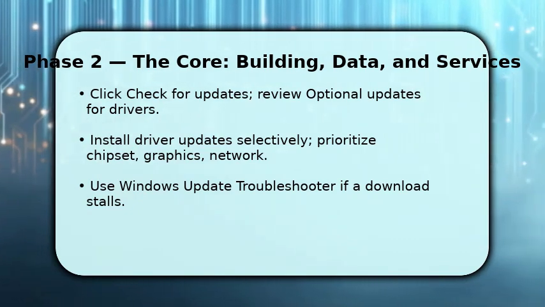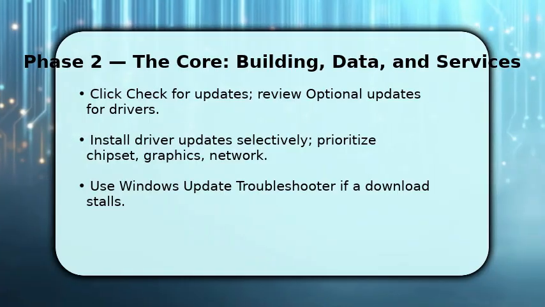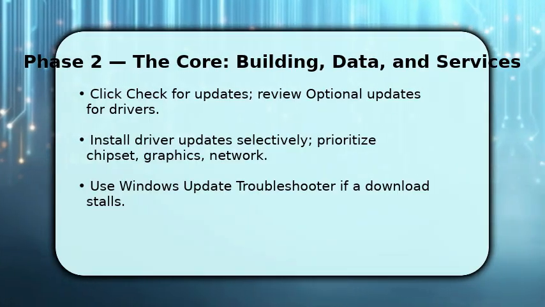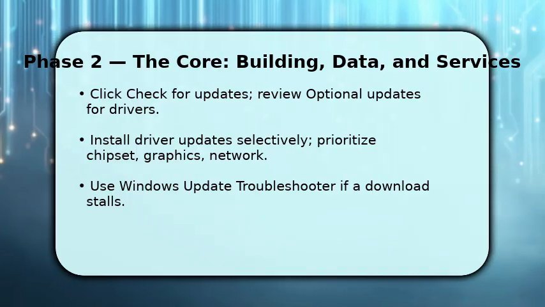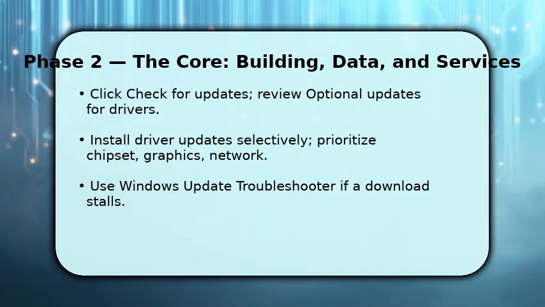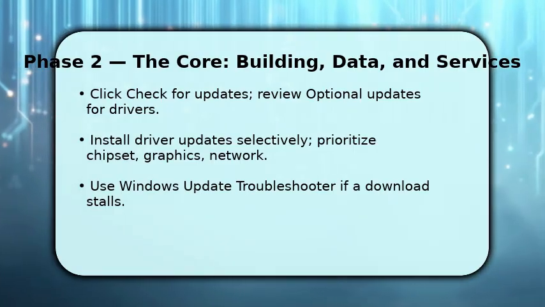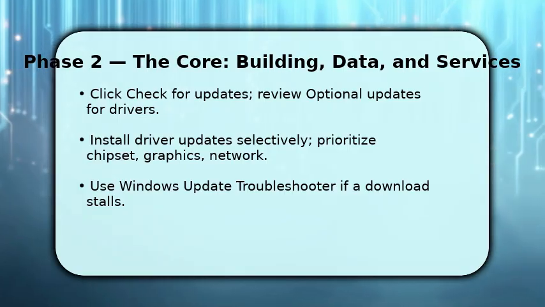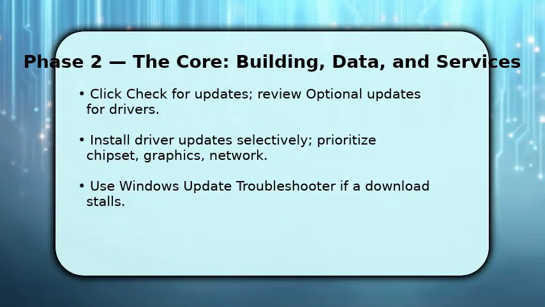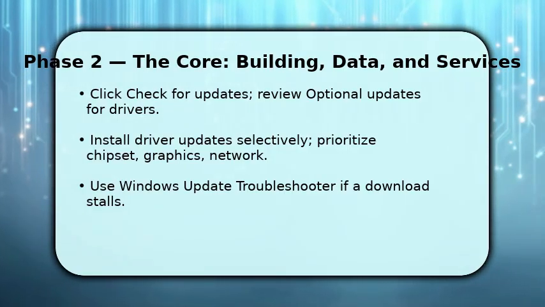If optional updates appear, expand that list and install drivers for chipset, graphics, and network first because they affect stability. You can skip less critical firmware. While installing, avoid heavy CPU tasks. This prevents conflicts. If a download stalls or errors appear, run the Windows Update troubleshooter from Settings.